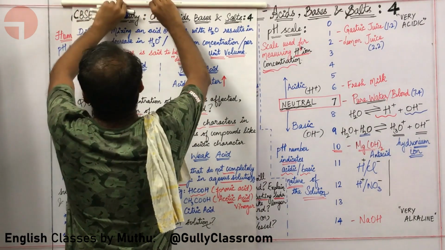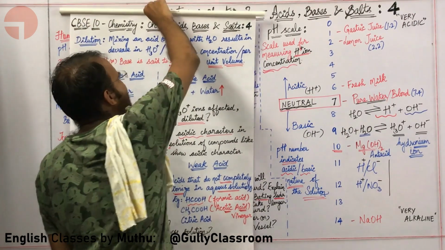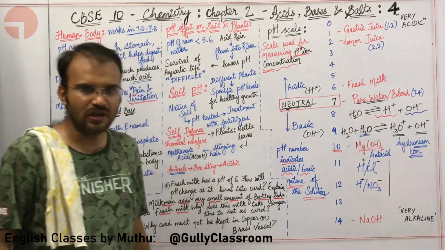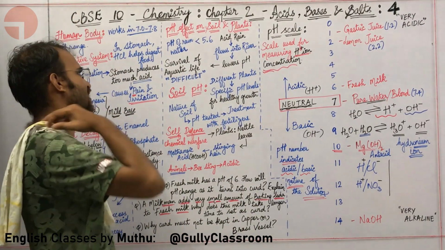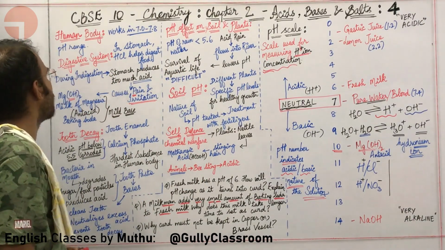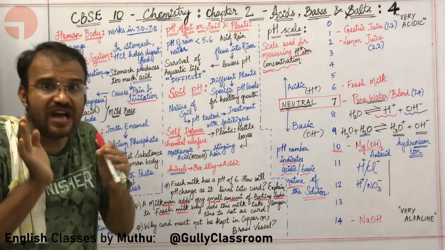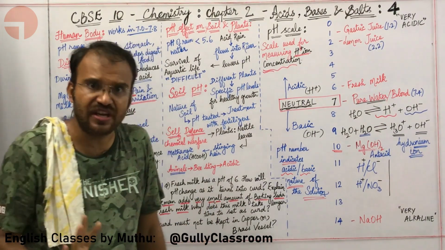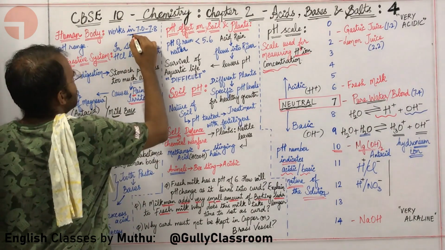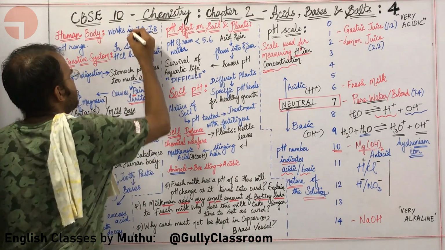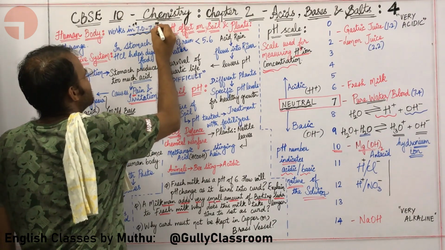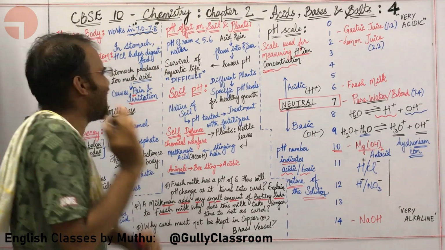Okay sir, can you just teach us some applications with respect to pH in our daily life? Okay, let us learn some applications of pH. Let us start with the human body. The human body works well in a very specific pH range, exactly 7 to 7.8. 7 means neutral, 7.8 means very slightly alkaline.